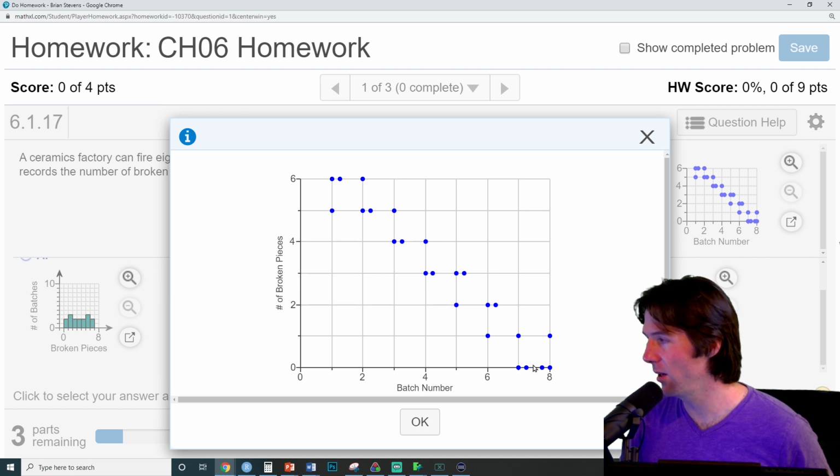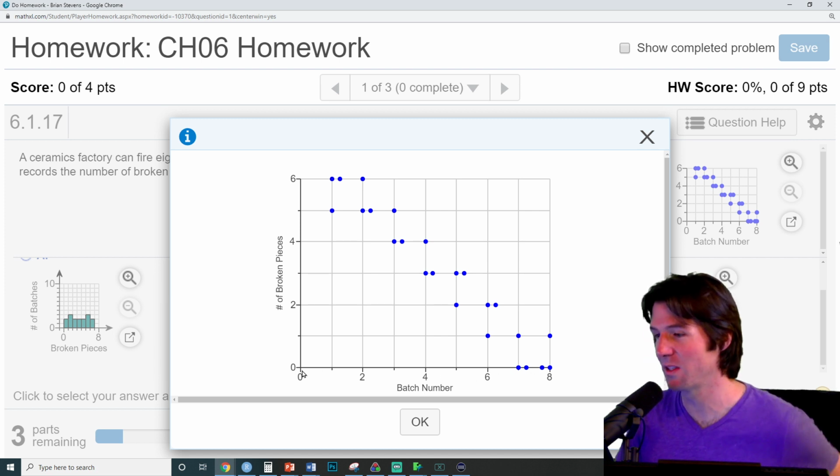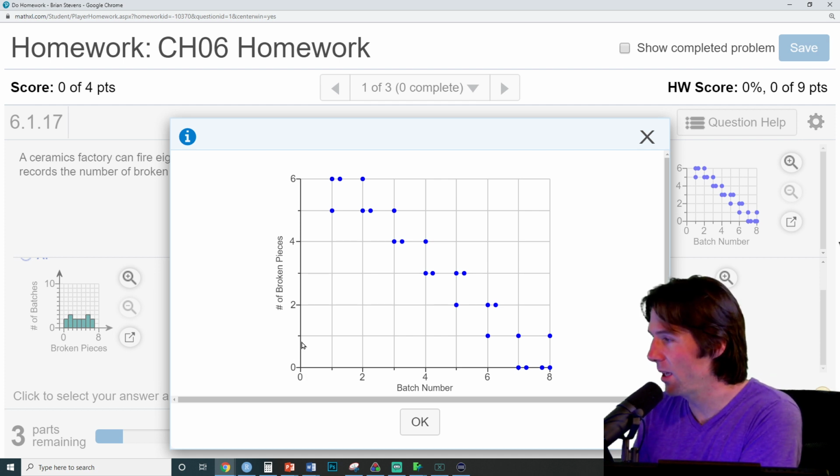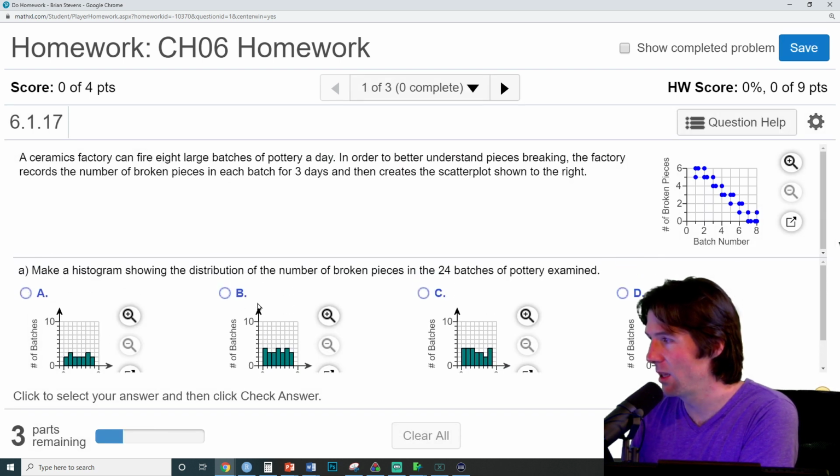I'm going right here and I'm saying, oh, there's 4 times where we had 0 broken pieces. Nice, Zulon, you get it. Then right here we go to 1 and I say, okay, there's 3 times that there's 1 broken piece. There's 3 times that there was 2 broken pieces. And so that means we're doing this graphic right here.